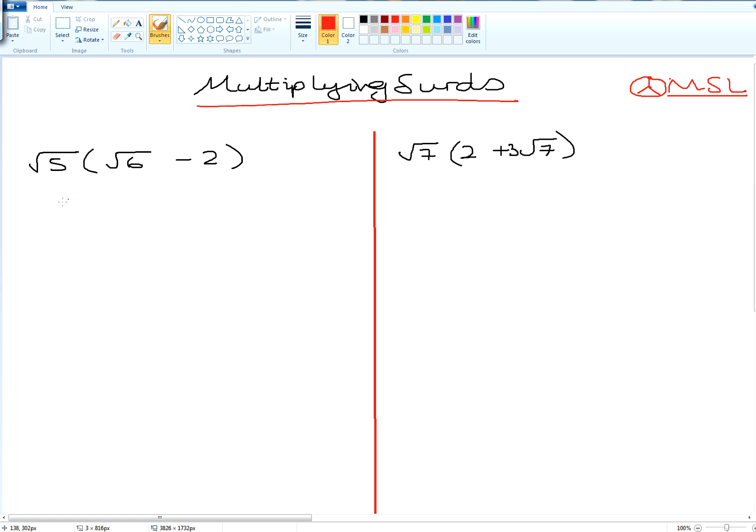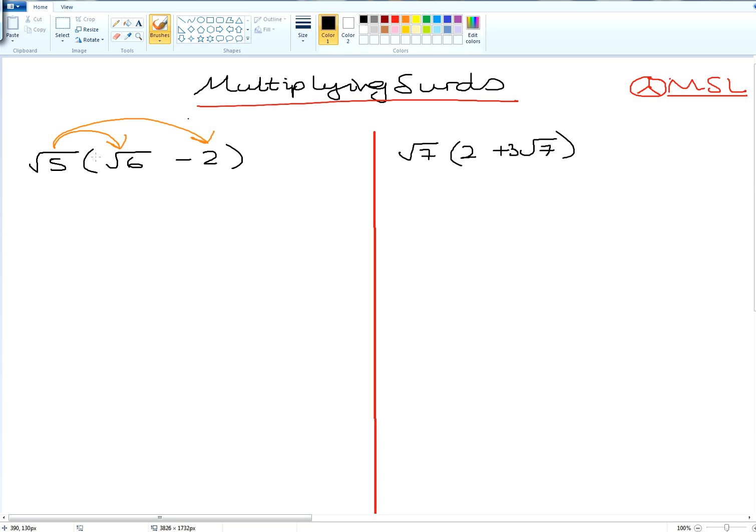Okay, right, here we go. So here's example number 1. We have root 5 multiplied by root 6 minus 2. So root 5 is outside the brackets, and then we have root 6 minus 2 inside. Now, when you're multiplying surds, we use the same rules that we do for multiplying brackets. So let's have a look. The outside item multiplied by the first one, and then multiplied by the second item.